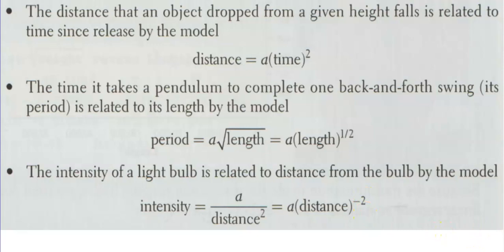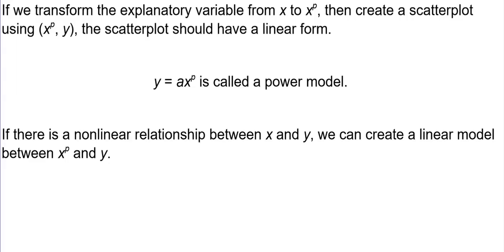Okay, and I will tell you what type of model to use, so don't sweat the exponent so much. So here it is again. If we transform the explanatory variable x to some power, we can still make a scatter plot, but that scatter plot is now going to be x to the power p versus y. And I'm going to rewrite my linear model, my power model, as y equals a times x to the p.